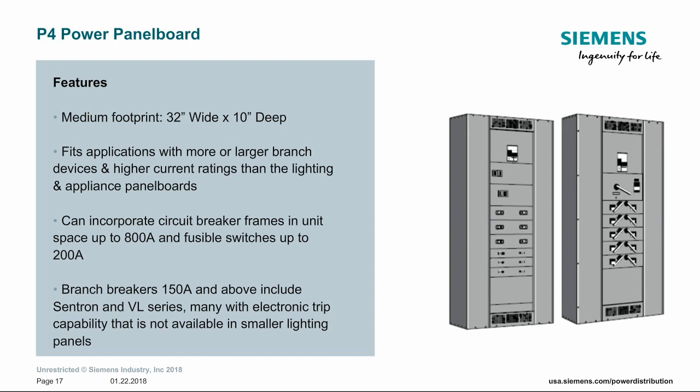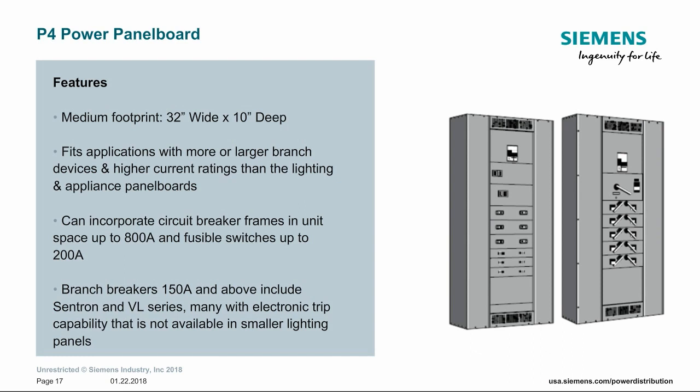Also here we can incorporate circuit breaker frames and unit space all the way up to 800 amps, which is a huge increase from our P3s. And we can also have fusible switches up to 200 amps, which is also a new benefit that we didn't see in our lighting panel boards.